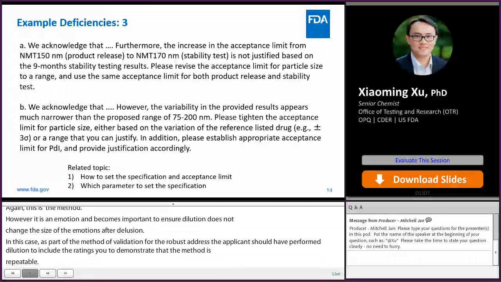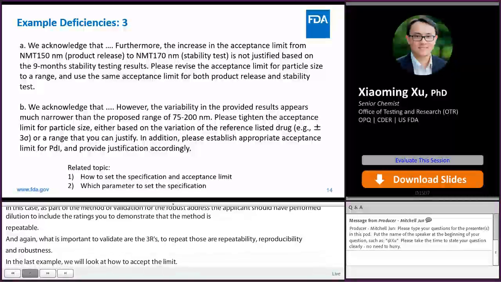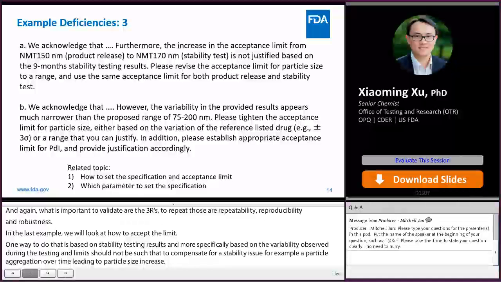In the last example, we will look at how to set the acceptance limit. One way to do that is based on stability testing results of both ILD and the test product, and more specifically based on the variability observed during the stability testing. And the limit should not be set so as to compensate for a stability issue, for example, a particle aggregation over time leading to particle size increase. Instead, the root cause of the stability issue should be identified and eliminated. So the acceptance limit is not a solution for a stability problem.